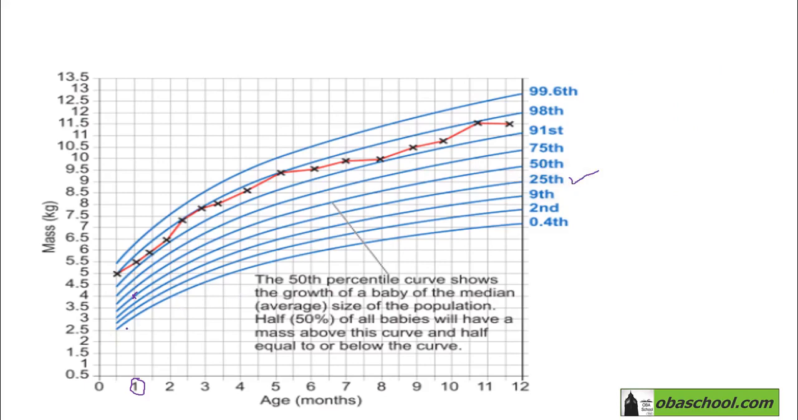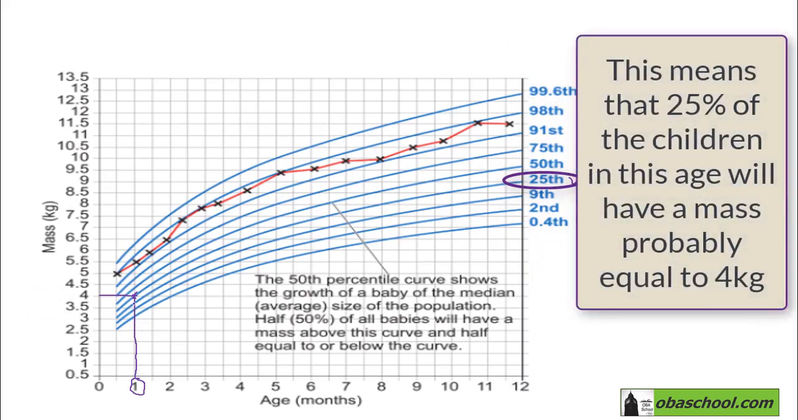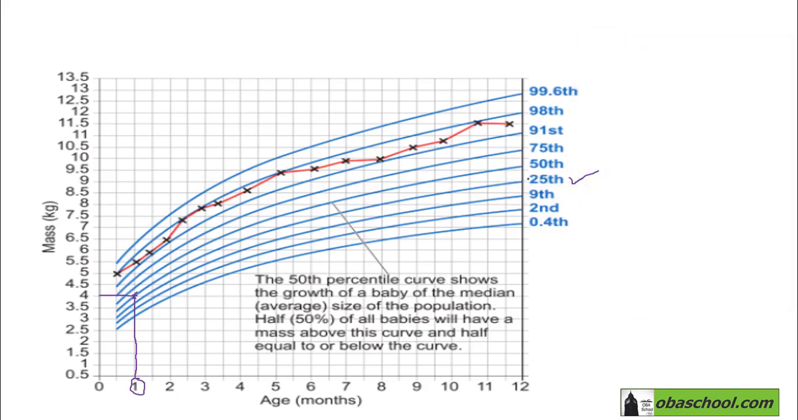A baby at this point, at the age of 1 month, will have a mass of 4 kilograms. This means that 25% of the babies at this age will probably have a mass of 4. This is how we read the band or the curve.